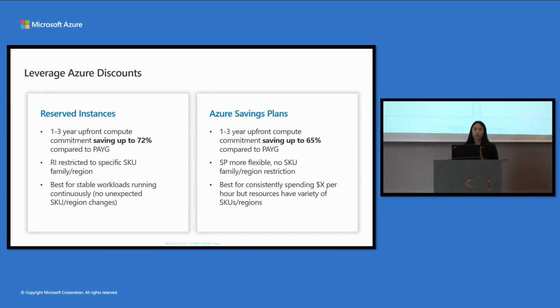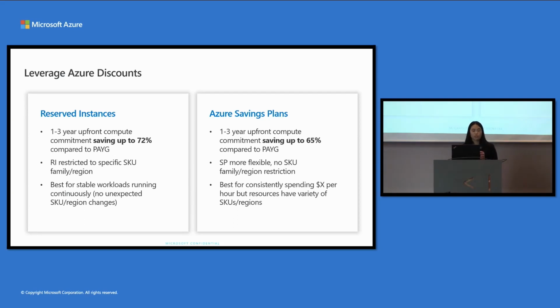Reserved instances are a little more strict in the sense that you have to specify a SKU family and a region that you're committing to. But the value is you get up to 72% saving compared to pay as you go.